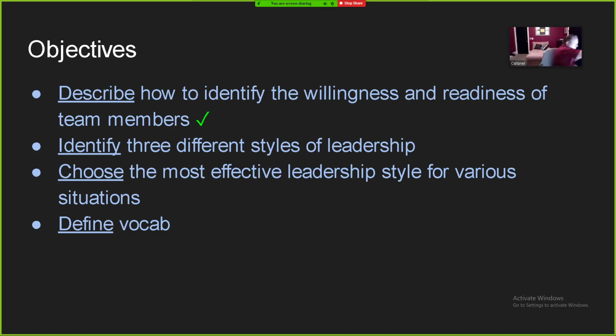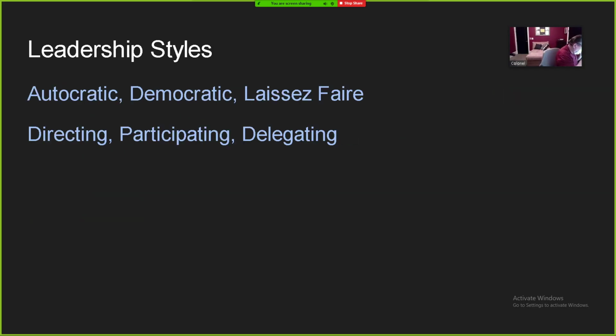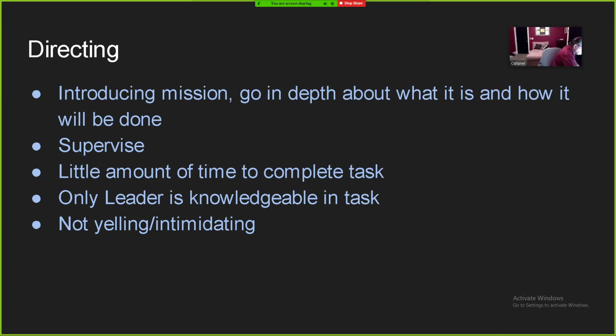Now we're going to identify three different styles of leadership. We learned about autocratic, democratic, and laissez-faire leadership styles, and now there are different ways of interpreting those: directing, participating, and delegating. So directing is like an autocratic leadership style, participating is like a democratic leadership style, and delegating is like a laissez-faire leadership style, like hands off. So directing. Hold on, let me get back to my notes.